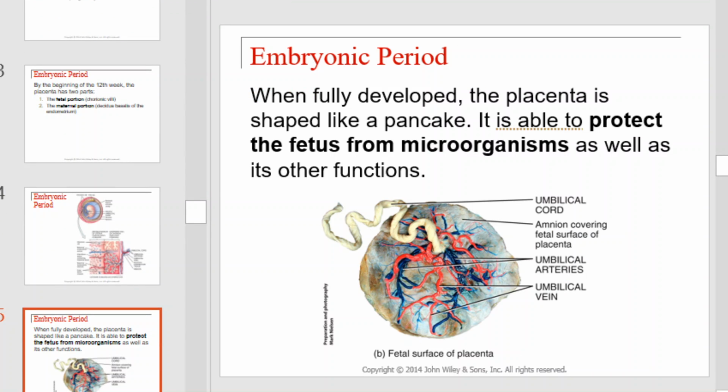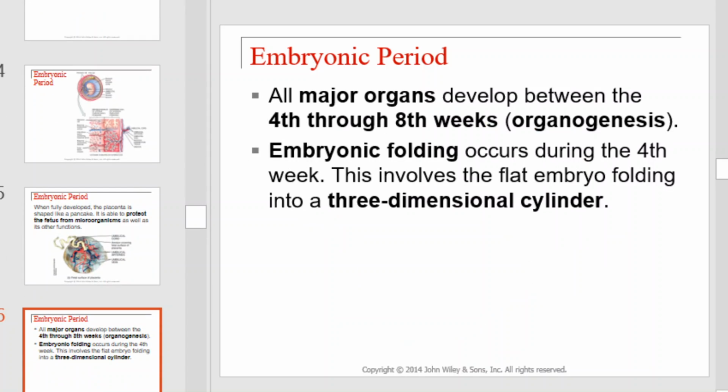When fully developed, the placenta is shaped like a pancake, and it is able to protect the fetus from microorganisms as well as its other functions. All major organs develop between the 4th through 8th weeks in a time period known as organogenesis. Embryonic folding occurs during the 4th week. This involves the flat embryo folding into a 3-dimensional cylinder.